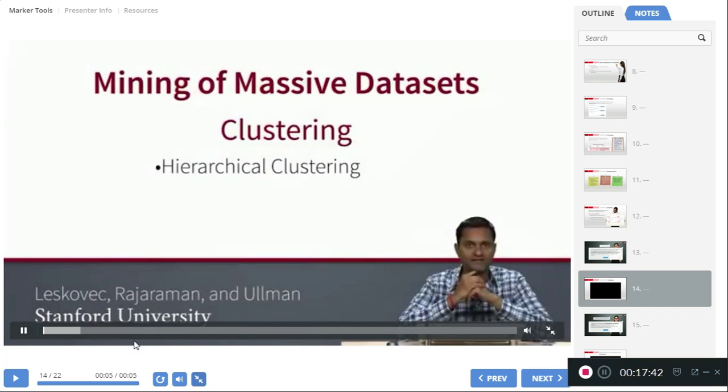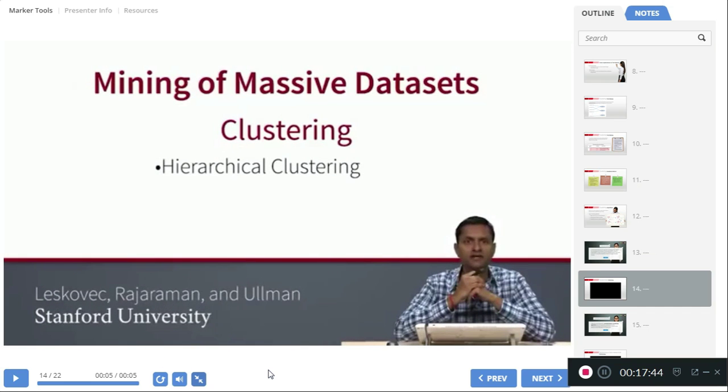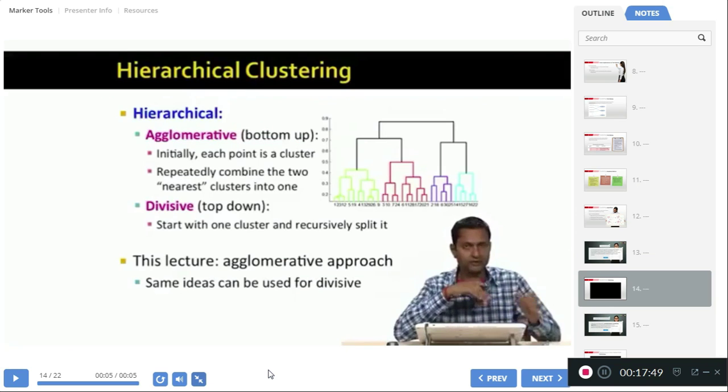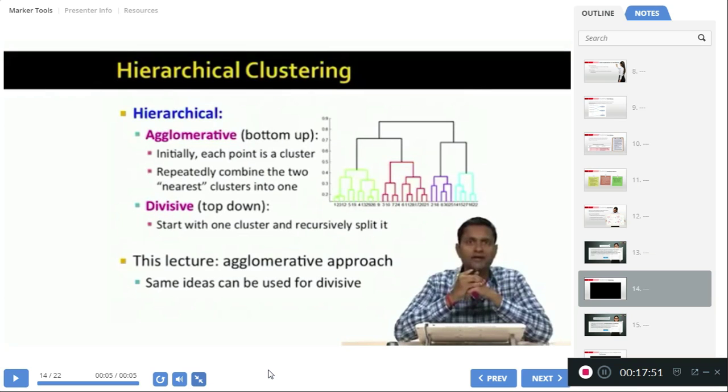Welcome back to Mining of Massive Datasets. We continue our discussion of clustering by looking at hierarchical clustering methods. To refresh our memory, in hierarchical clustering, we can either go bottom-up or top-down. In bottom-up methods, each data point is initially in a cluster of its own. At each step, we find the two closest clusters and combine them into a single cluster. In divisive methods, all the data points are in a single cluster to begin with, and we recursively split the cluster as we go along.